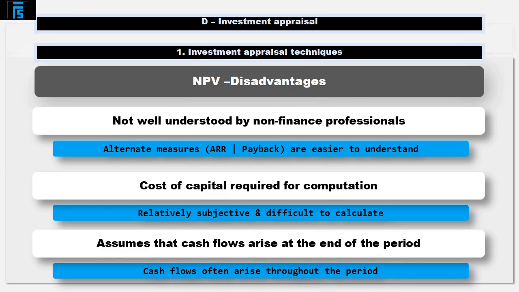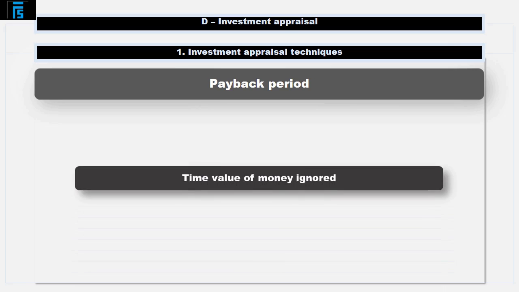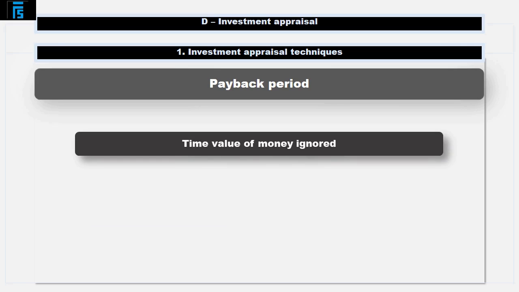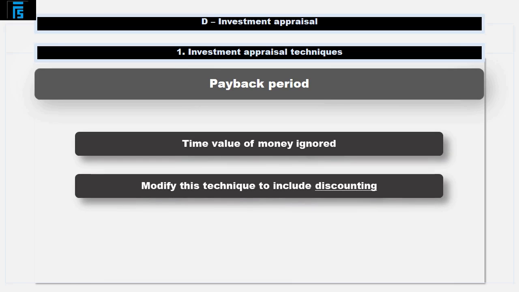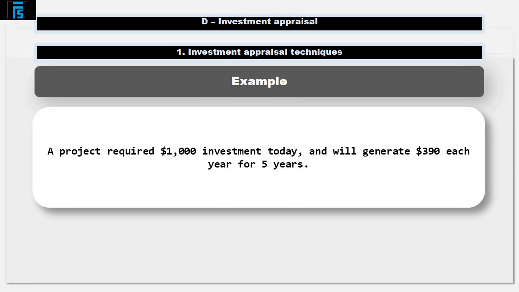Before we move on to look at the internal rate of return, or IRR, let me briefly return to the payback period approach. One of the downsides associated with payback period was, we said, that it does not take account of the time value of money. We can modify the technique slightly to include discounting by discounting the cash flows first before working out when the cumulative cash flow returns to zero. This is known as discounted payback period or adjusted payback period.